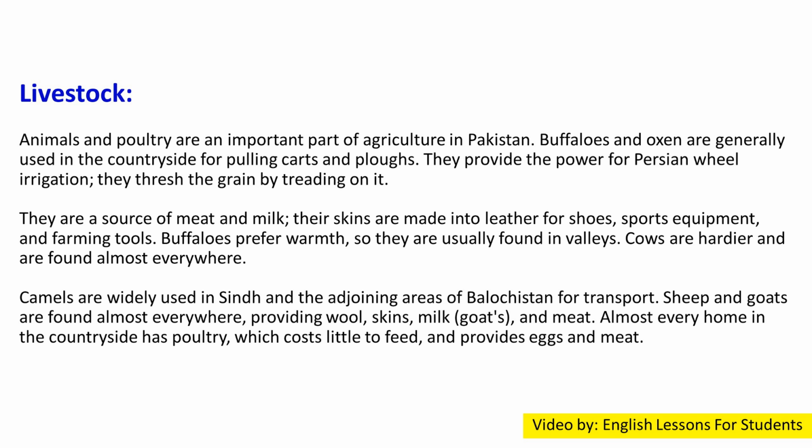Buffaloes prefer warmth, so they are usually found in valleys. Cows are hardier and are found almost everywhere. Camels are widely used in Sindh and the adjoining areas of Balochistan for transport. Sheep and goats are found almost everywhere, providing wool, skin, milk, and meat. Almost every home in the countryside has poultry, which cost little to feed and provide eggs and meat.